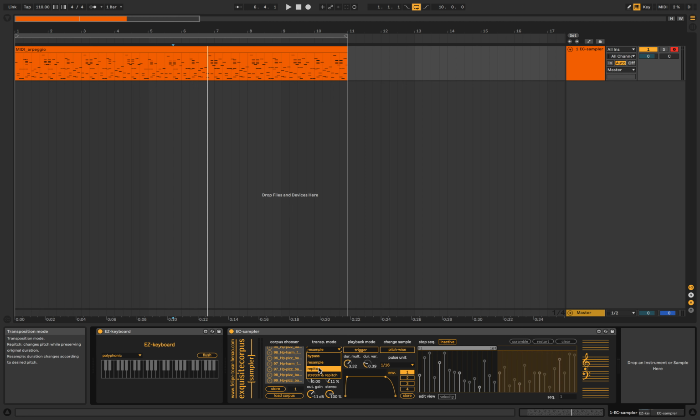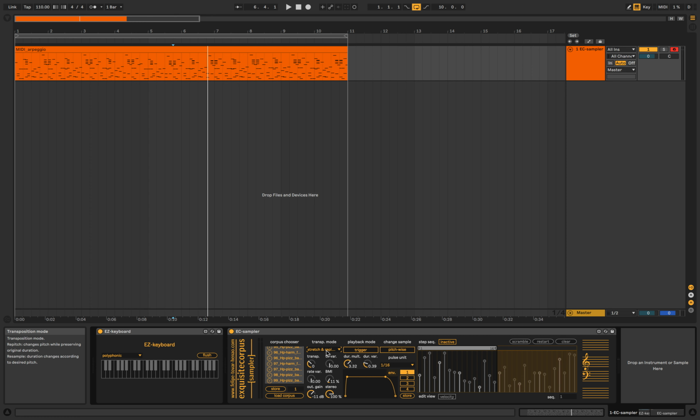Now, by contrast, repitch mode, which is the third transposition mode, means that the transpositions only affect the pitch of the sample while preserving its original duration. And lastly, we also have stretch and repitch, which is very similar to repitch, except the entire sample is separately either compressed or expanded in order to fit the specified duration in the device. So in other words, in this mode, duration and pitch are modified independently.